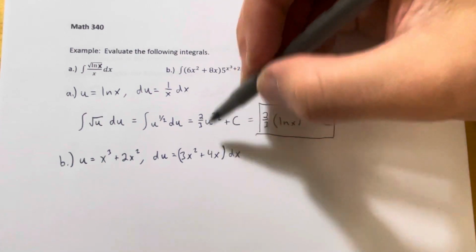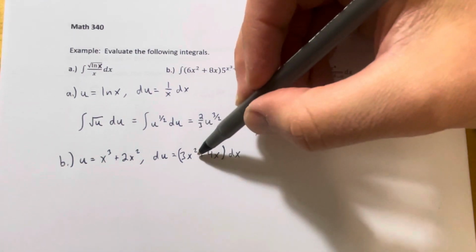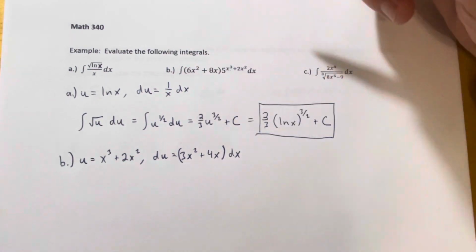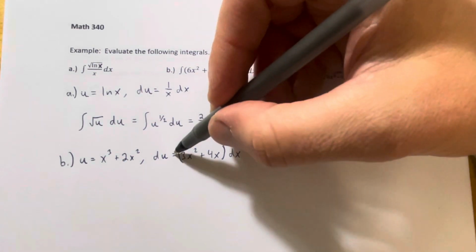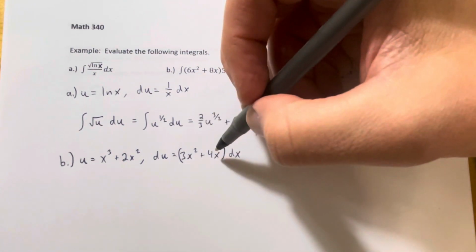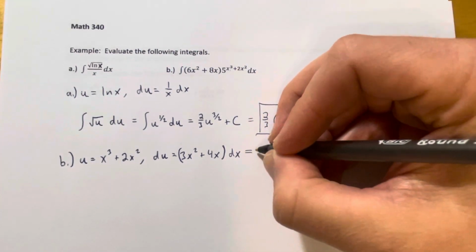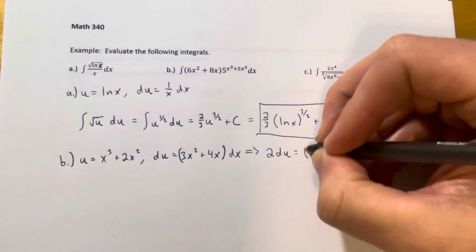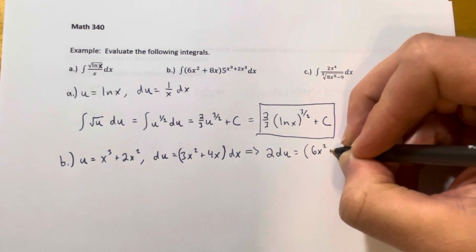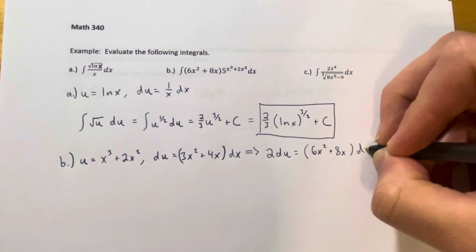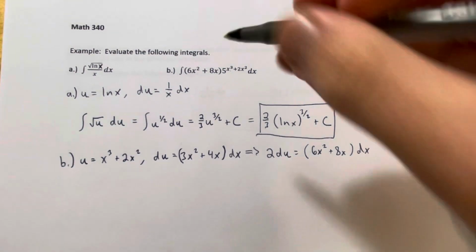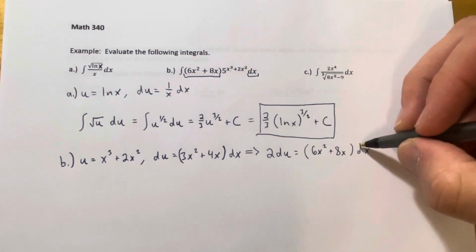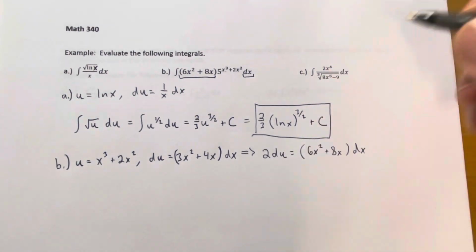Compare that to what we see in our function. In my integrand, I have something that looks very similar to this. Instead of 3x squared plus 4x, though, I have 6x squared plus 8x. But if you notice, if I were to just multiply this entire function by 2, I would get this. So let's multiply both sides of this by 2. 2 du equals 6x squared plus 8x dx. So now I can see that the 6x squared plus 8x and this dx together can be replaced by just a 2 du.